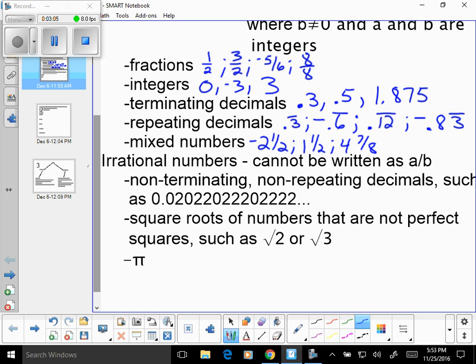Irrational numbers cannot be written as a over b, and they will include things like non-terminating, non-repeating decimals, such as 0.2022, 0.222, 0.2222, square roots of numbers that are not your perfect squares, such as the square root of 2, the square root of 3, the square root of 56, and pi. Pi is considered an irrational number.